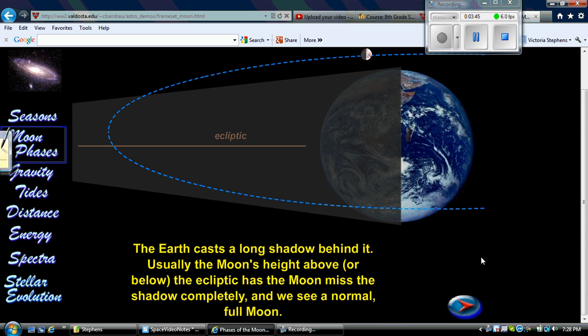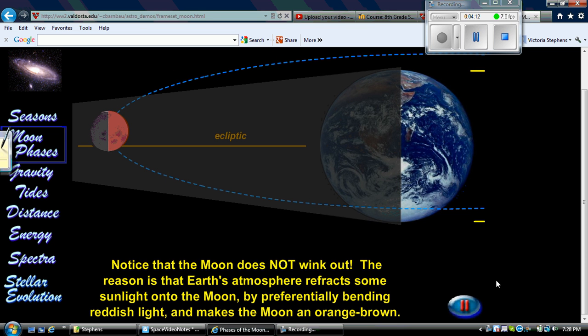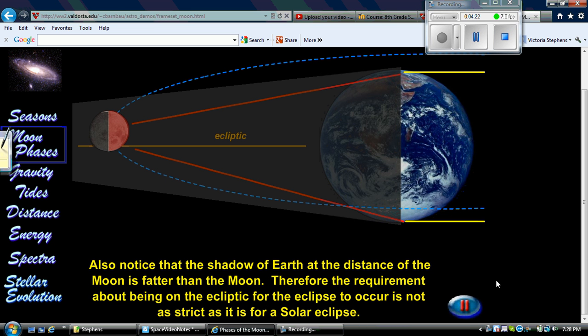The Earth casts a long shadow behind it. Usually the moon's height above or below the ecliptic has the moon miss the shadow completely, and we see a normal full moon. However, every once in a while, the moon will line up on the ecliptic, and we'll see a lunar eclipse. Notice that the moon does not wink out. The reason is that the Earth's atmosphere refracts some of the sunlight onto the moon, and so the moon appears kind of orangish brown.